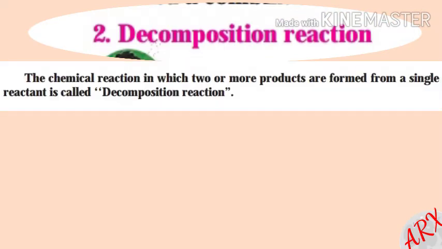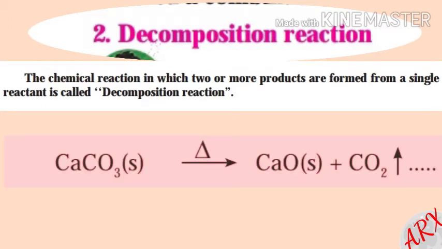Now we will move on to the second type, decomposition reaction. The chemical reaction in which two or more products are formed from a single reactant is called decomposition reaction. For example, when calcium carbonate is heated, it gives calcium oxide and carbon dioxide. The reaction can be written with the help of formula as you can see on the screen.